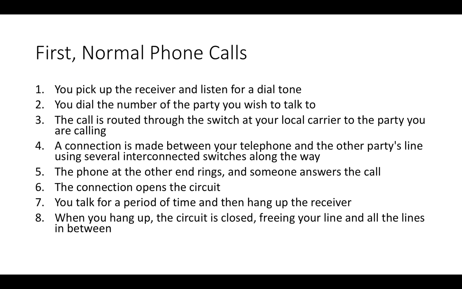So how does a normal phone call work? Basically, we pick up the receiver and listen for a dial tone. That means the circuit is there, it's up, it's free and available. We dial the phone number of the people that we want to talk to. That call gets routed through the switch at the local carrier, so whoever your phone provider is makes the call switch. The pictures we just looked at are basically the piece of equipment we're talking about there. The connection gets made between your telephone and the other party's line, traversing through different carriers and different switches along the way. The connection is going to open up a circuit. You talk for however long you feel is necessary, hang it up, and then the circuit gets closed, which frees up all of the lines in between you.